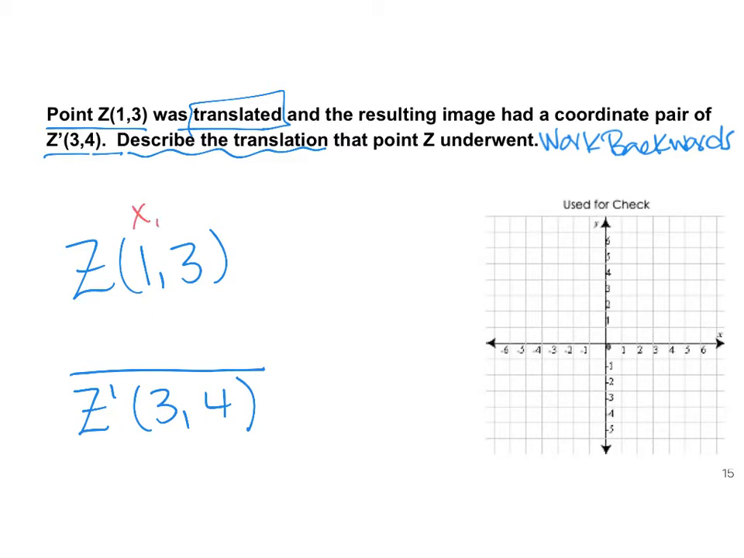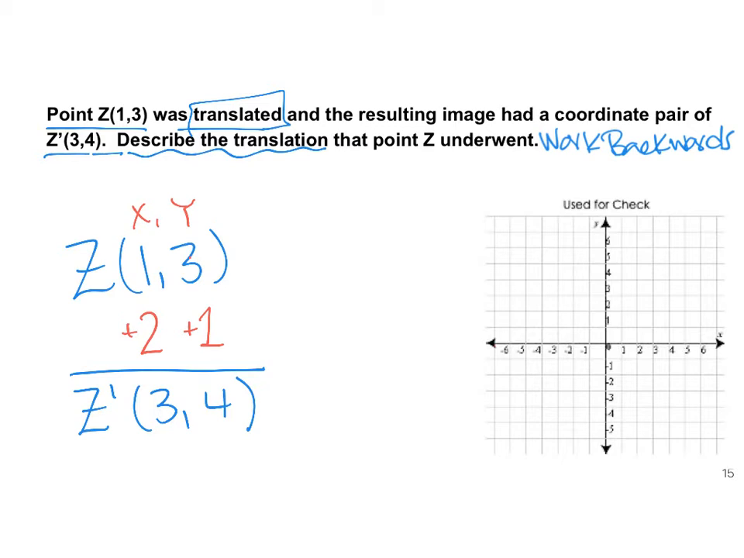This is X, this is Y, X is always first. I end up at 3, I started with 1. So what do I do to 1 to end up with 3? I need to add a 2. What do I do to 3 to end up with 4? I need to add 1. So what does that mean in terms of a translation?